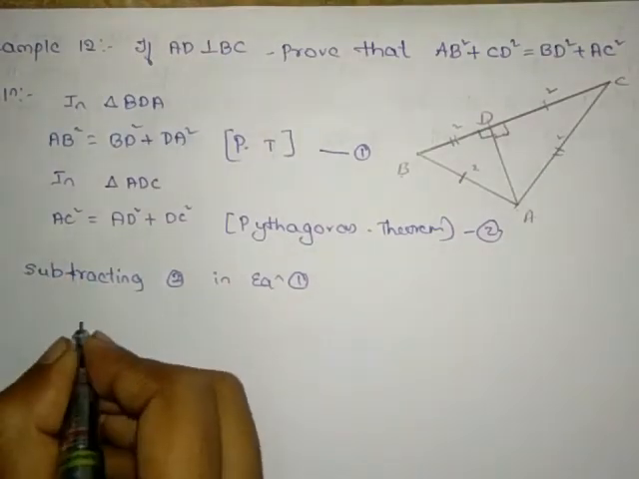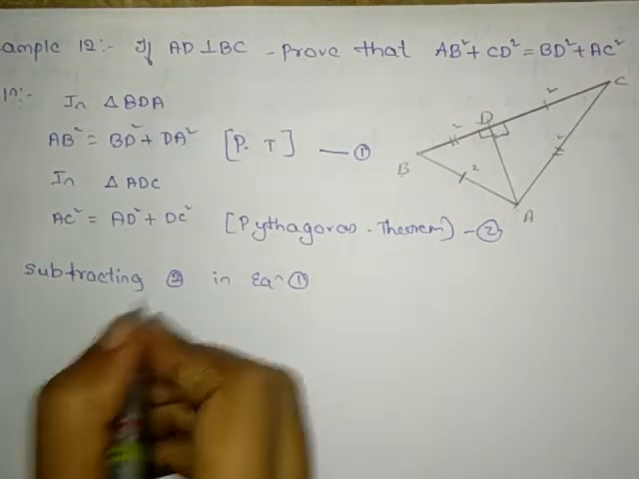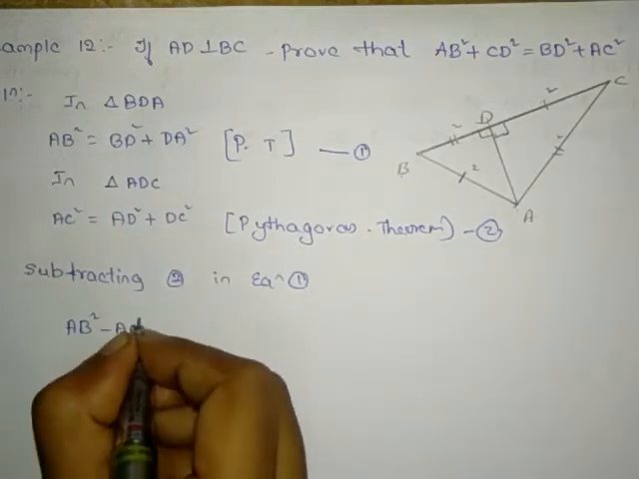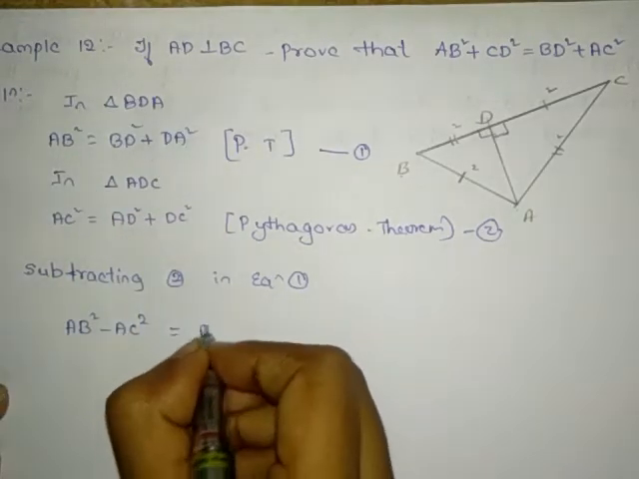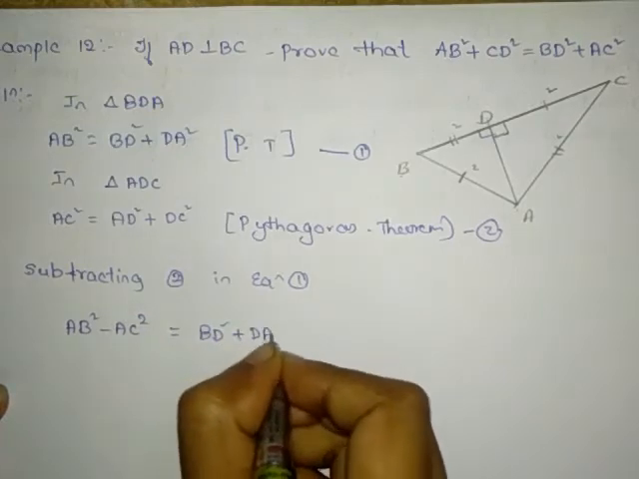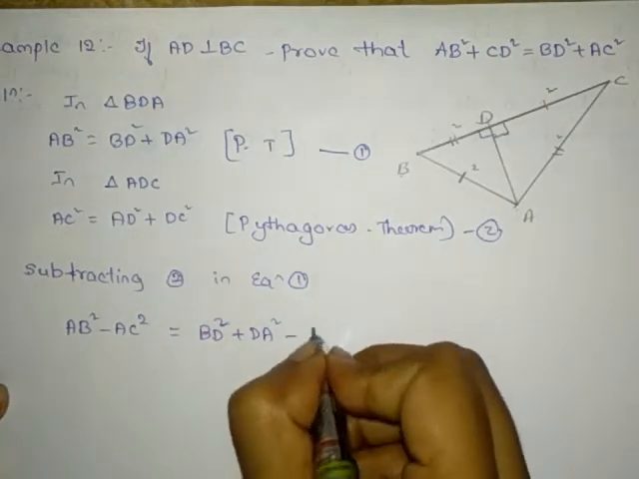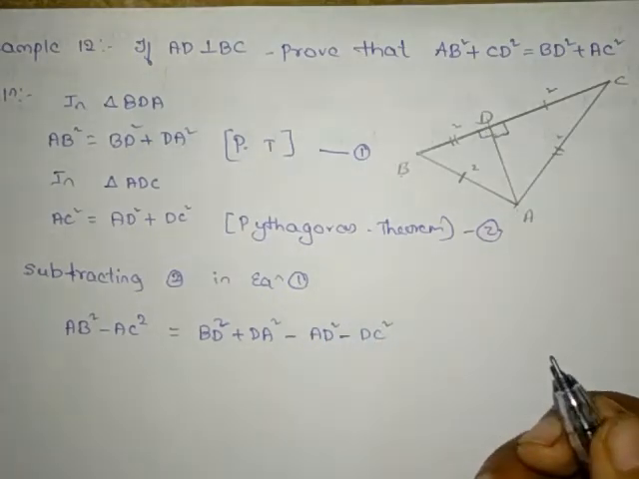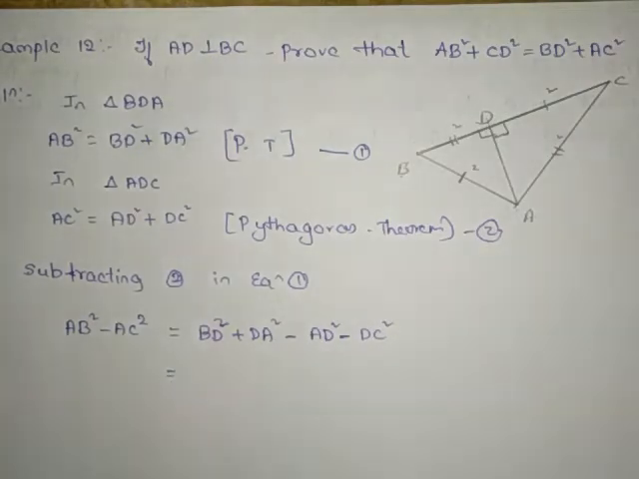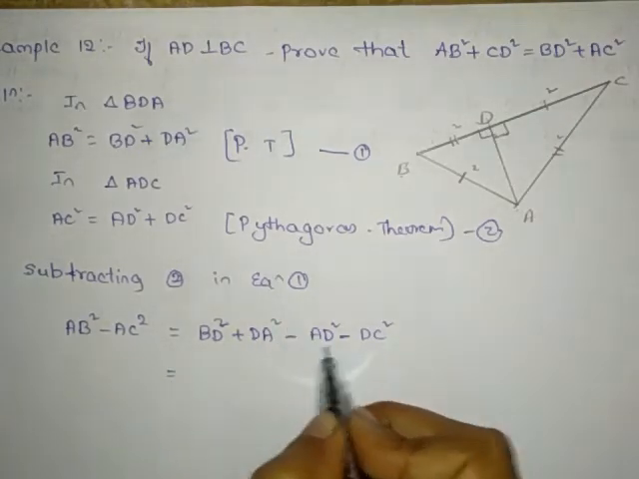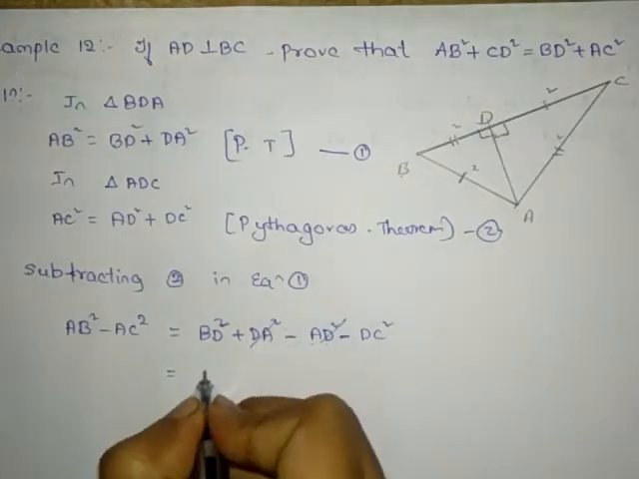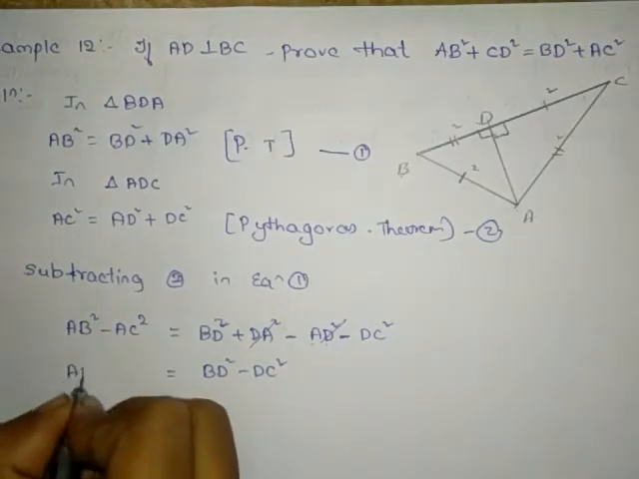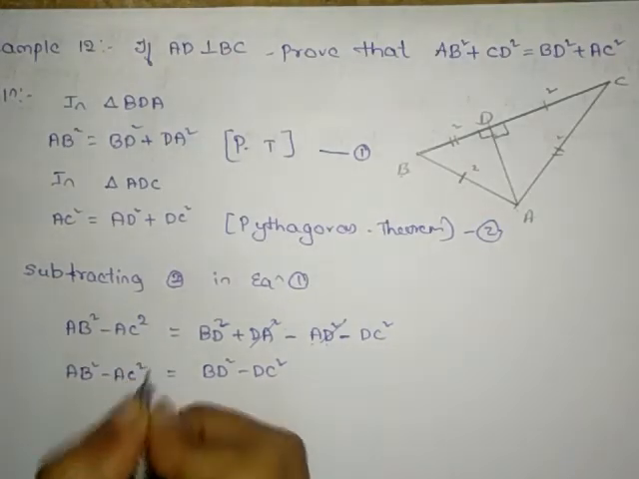So we'll write equation 1 first. In equation 1 we are subtracting equation 2, right? So we have to write equation 1 first. AB square minus the second equation, that is AC square, is equal to BD square plus DA square minus AD square minus DC square, right? So you can observe that plus AD square minus AD square gets cancelled. Now BD square minus DC square, we got AB square minus AC square is this much.